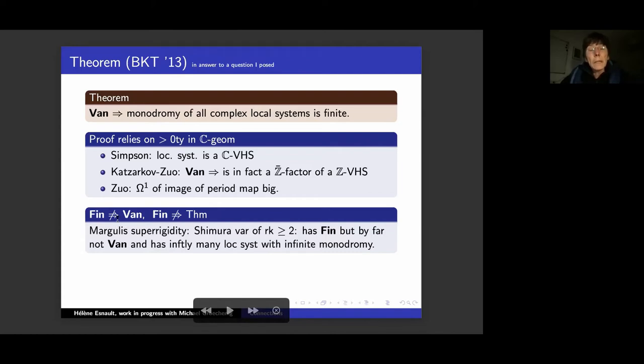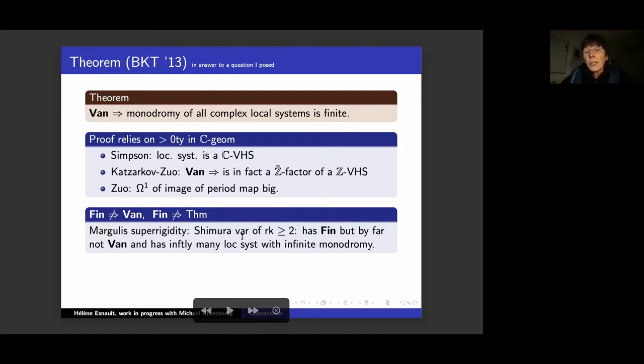So we can draw two consequences here. We have this vanishing condition, which is very strong, which implies this finiteness condition. And the vanishing condition implies the theorem that the monodromy is finite. But this is sharp in the following sense, that the finiteness condition does not imply the vanishing condition. And this is a theorem of Margulis, superrigidity.